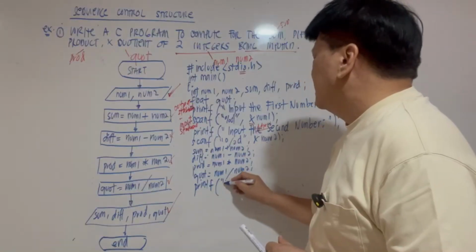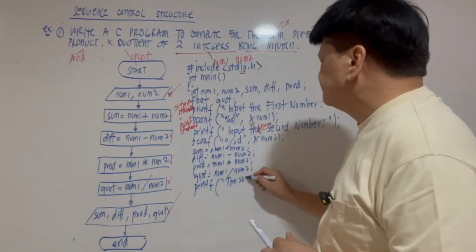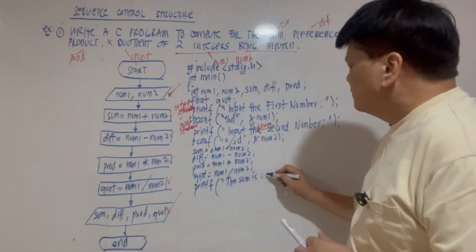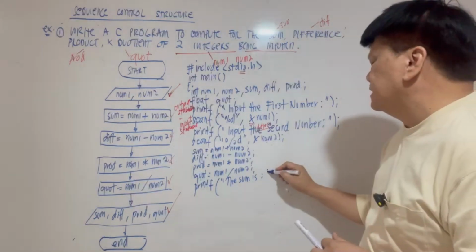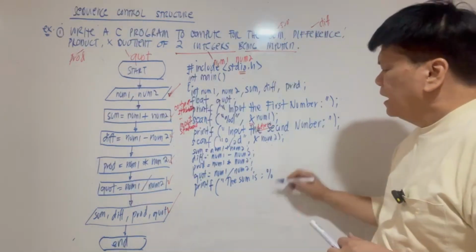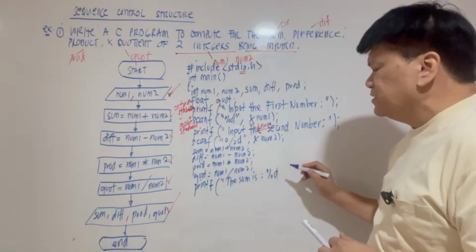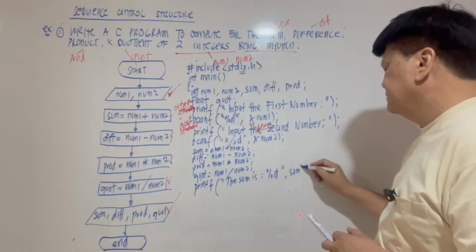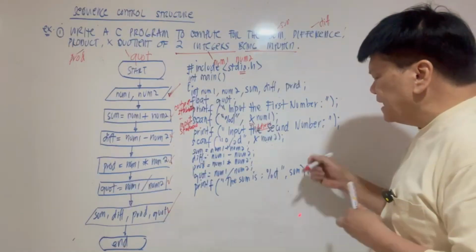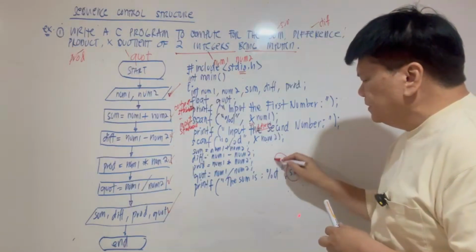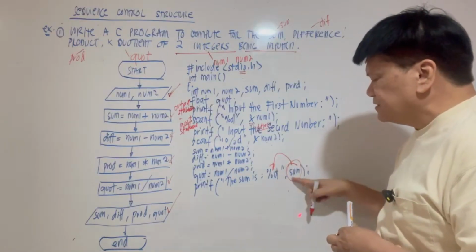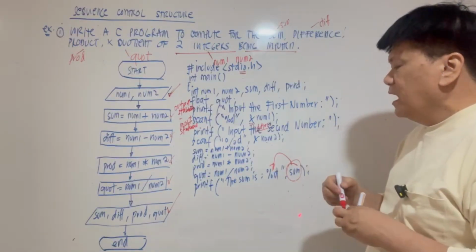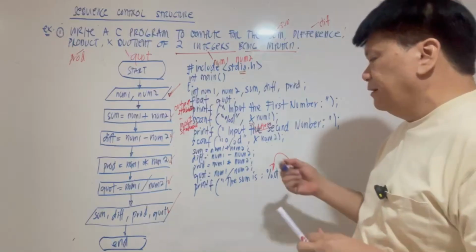Printf, let's say "The sum is:" For example, I have a colon here, then I just put here the format specifier for the sum, which is %d. So that is simply saying that the value of the sum will be located or stored there.